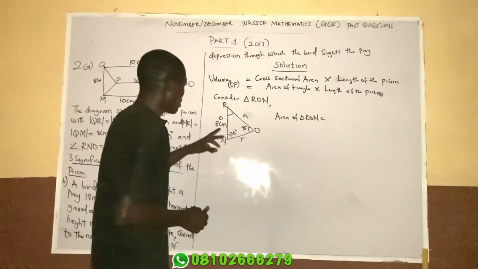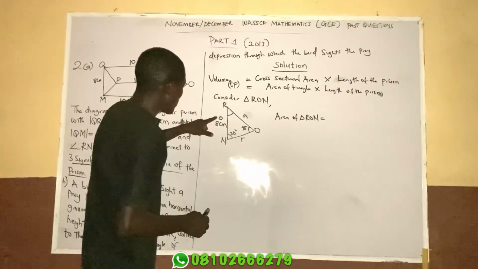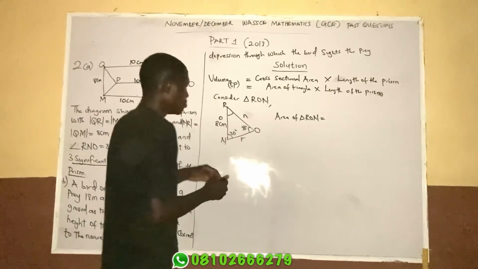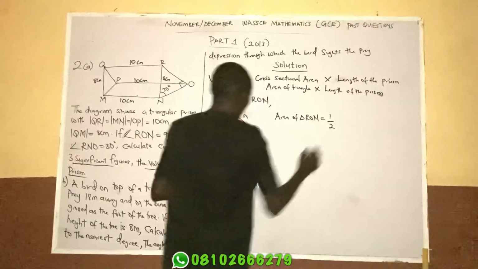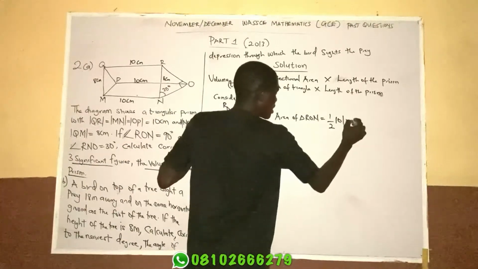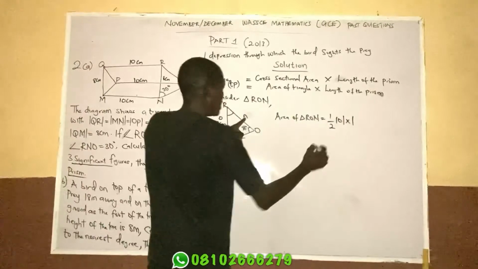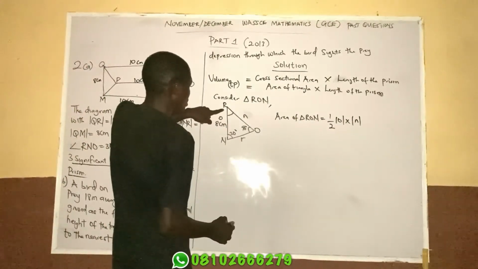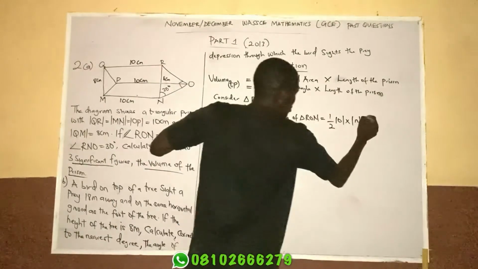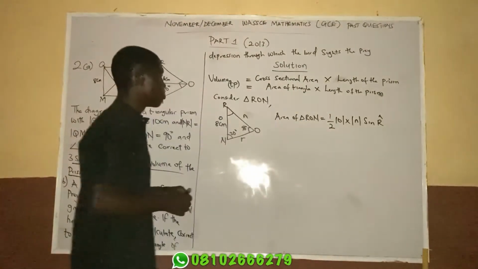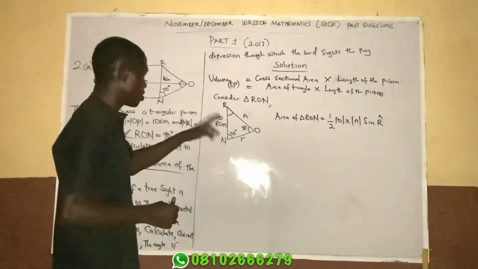So for example, let me consider side O and side N, and the sine of the angle I didn't use. The area of triangle RON is half times line O times line N times sine of angle R. This is the formula I'm going to use to calculate the area of triangle RON.